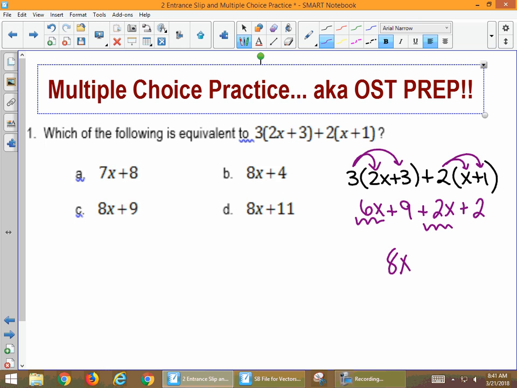Remember, if we're not multiplying, our exponents are not changing. 9 plus 2 is 11. So our answer is D. No shortcut for that one. Positive.